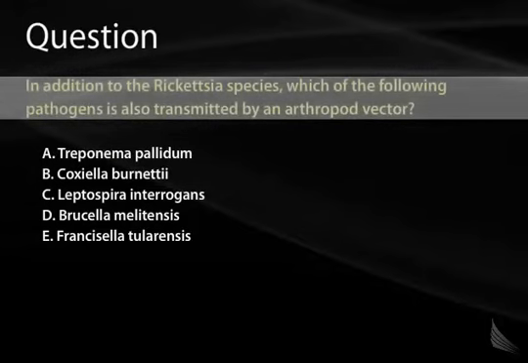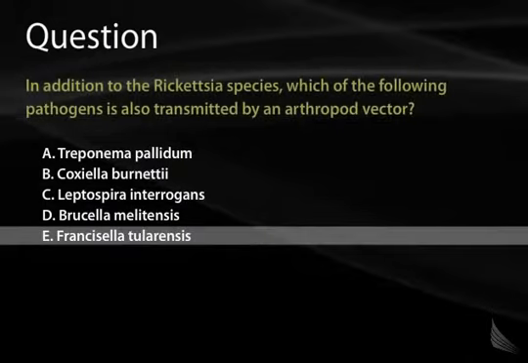Let's do a question. In addition to the Rickettsiae species, which of the following pathogens is also transmitted by an arthropod vector? This question relies on our knowledge of the zoonoses, and we have to remember which ones use an arthropod vector. Treponema pallidum is the causative agent for syphilis, and that's human-to-human contact. Coxiella burnetii is the causative agent for Q fever, and we get that from contaminated food or milk. Leptospira interrogans also comes from contaminated food or milk, and brucellosis is the same. Francisella tularensis, however, is transmitted by an arthropod vector, like we talked about, the causative agent for tularemia.